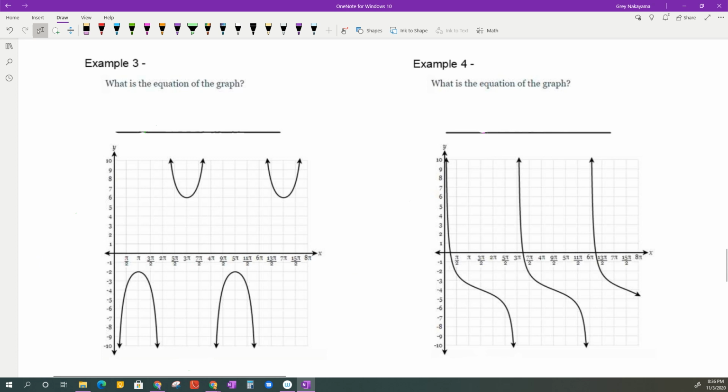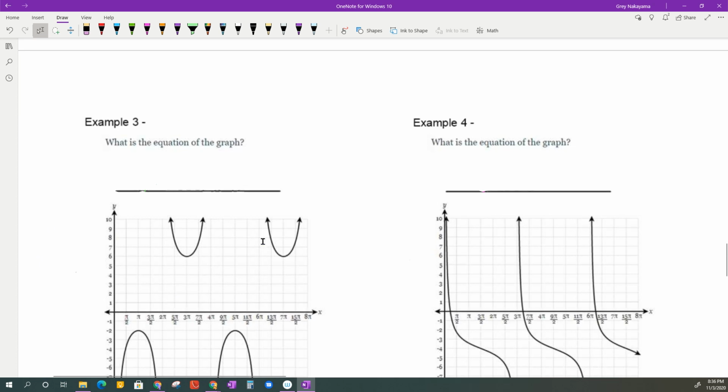So the other type is, here's a graph, and you've got to give me the equation. Okay? So my equation is going to look something like this. Again, what we just talked about. All right.